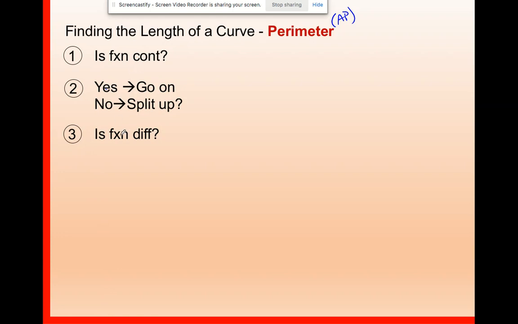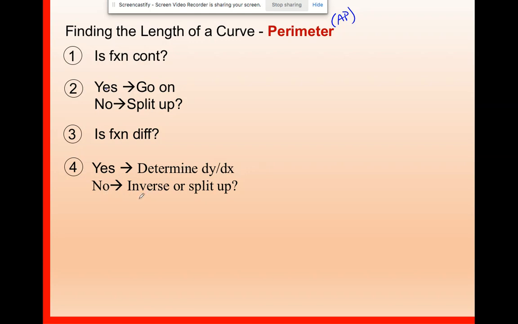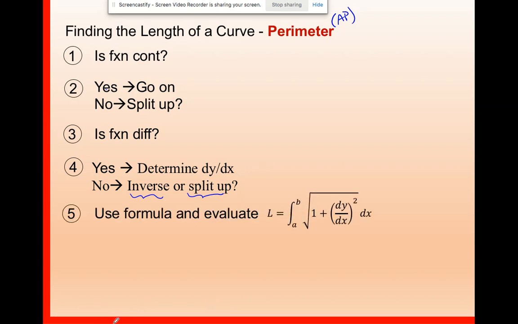This happens though. Is my function differentiable? And I did 2 examples, one that we split up and one that we had to use the inverse for. If your function is differentiable, find y prime and go on with yourself. If it is not differentiable, you think to yourself, do I need to use the inverse or do I have to split it up? And that decision is based on what your derivative rule is. If your derivative rule is not defined somewhere in the interval, you've got a problem. Then you're going to have to use the inverse. Then you use your formula. And I should have written both formulas.